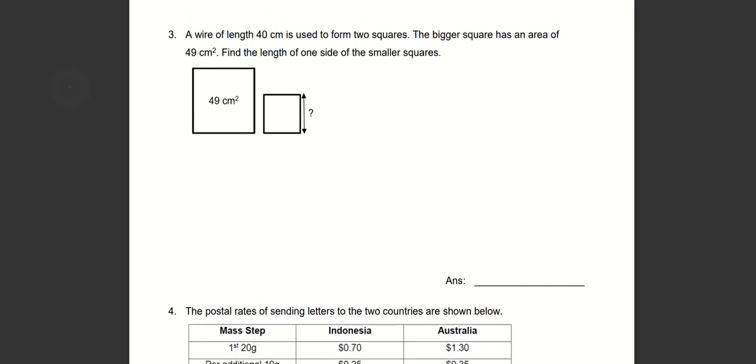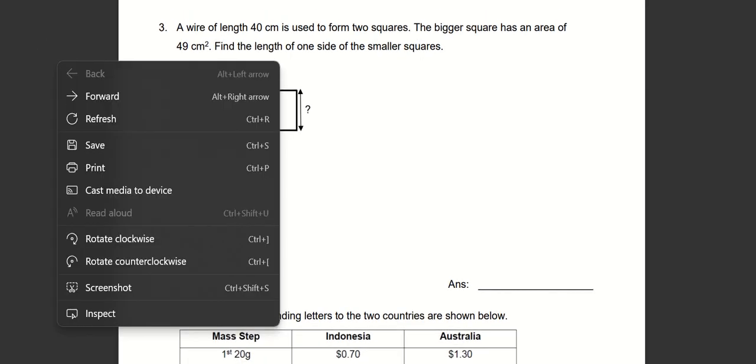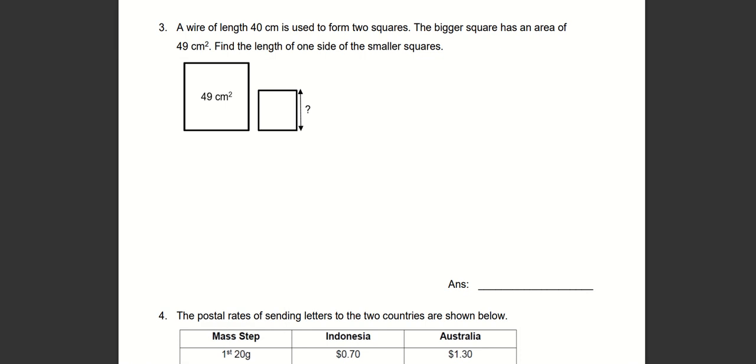The first one on area of squares. A wire of total length of 40 centimeter is used to form two squares. The bigger square has an area of 49 square centimeters. Find the length of one side of the smaller squares. So in other words, I have a long wire of up to 40 centimeter.